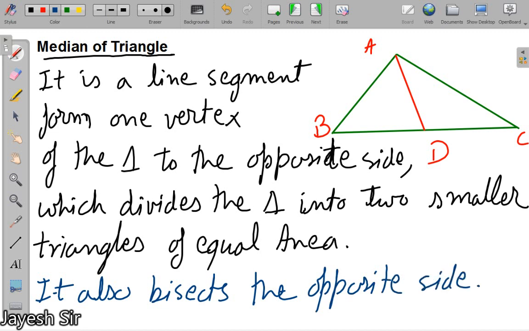So what does median mean? The median is this line AD. This line AD is dividing triangle ABC into two smaller triangles. And what does the median do? It is a line which divides this triangle into two smaller triangles of equal area. That means if we find out the area of triangle ABD and triangle ADC, the area of both the triangles will be equal. Okay, that is the function of the median. It also divides the opposite side into two equal parts. That means here BD and DC are equal.